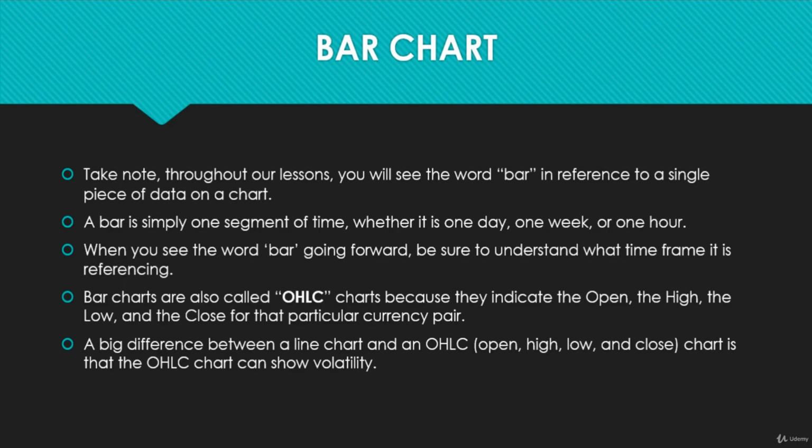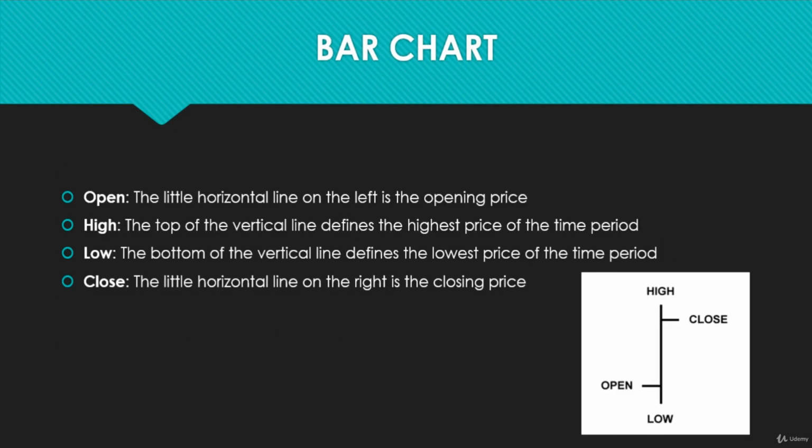Bar charts are also called OHLC charts because they indicate the open, the high, the low, and the close. That's where that word OHLC came from. For that particular currency pair, a big difference between a line chart and an OHLC (open, high, low, and close) chart is that the OHLC chart can show volatility. Let's dive in now, and here I will explain it more to you.